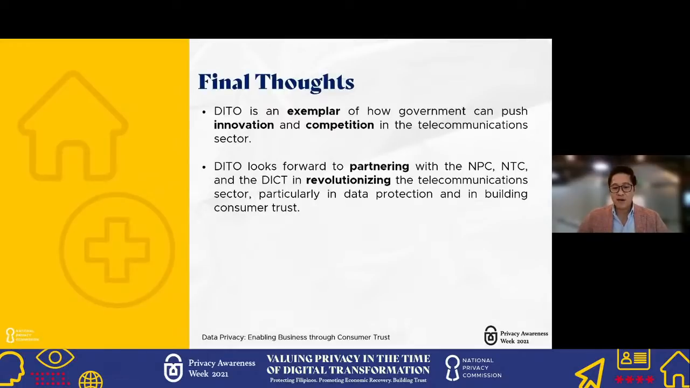And we are an example of how government actually took action hand in hand with the private sector. And that's why we're here, and we're excited to compete and of course at times partner with our fellow telco players like PLDT and Globe. That's the final thing that I'd like to say.